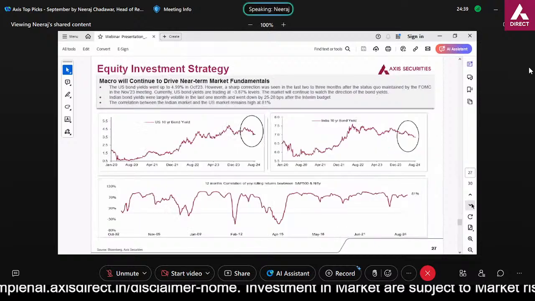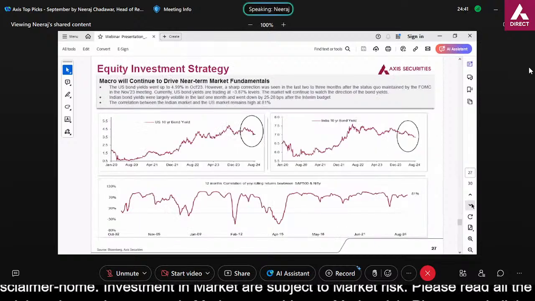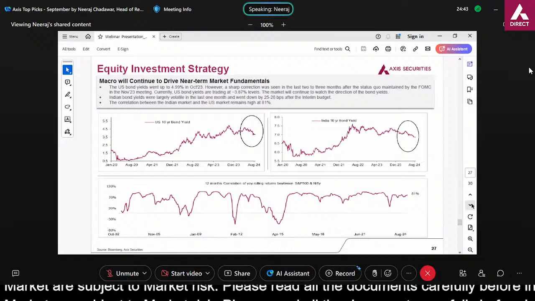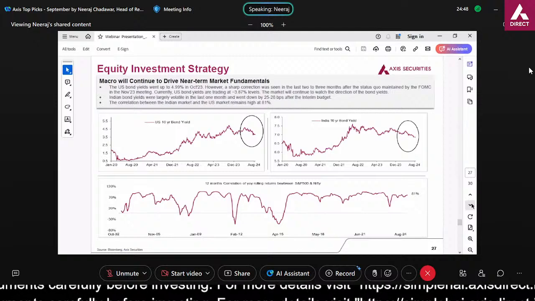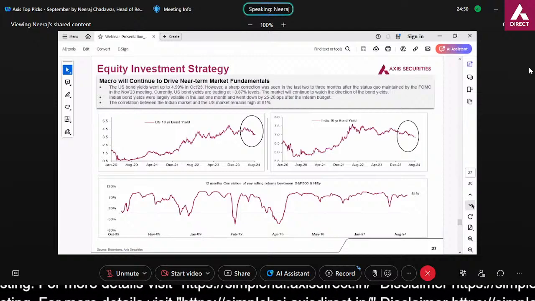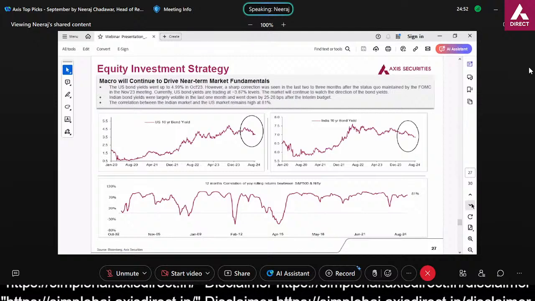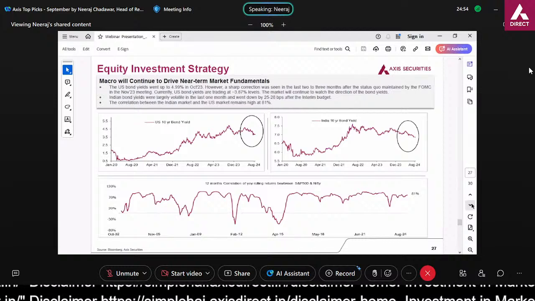And at last, what is the risk to the market? So the risk is currently the valuation. The second is the earnings growth. Any deviation in the earnings growth will be a risk for the market. And the third risk will be the macro risk. The risk will be coming from the global world.